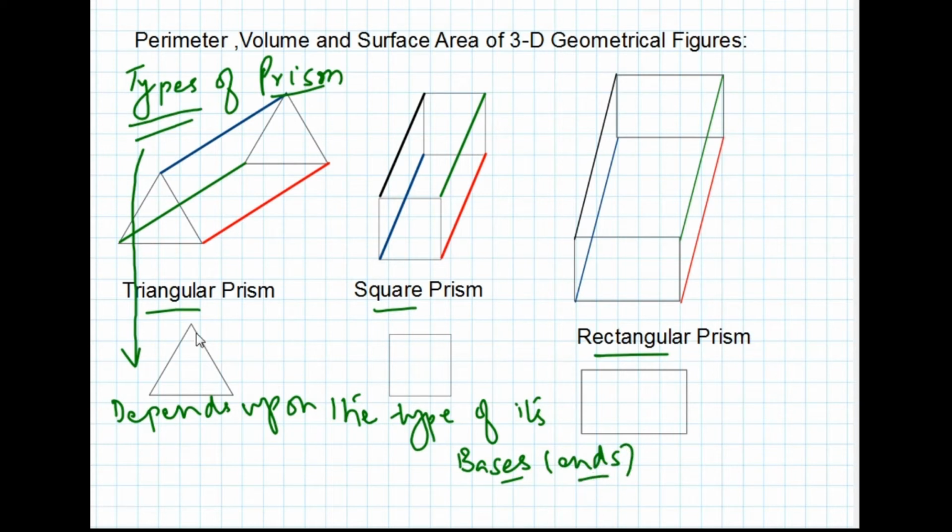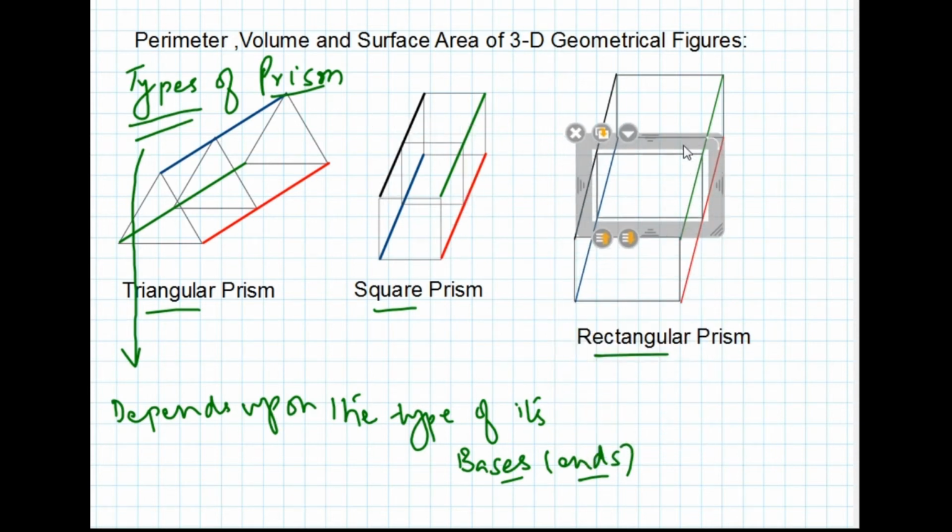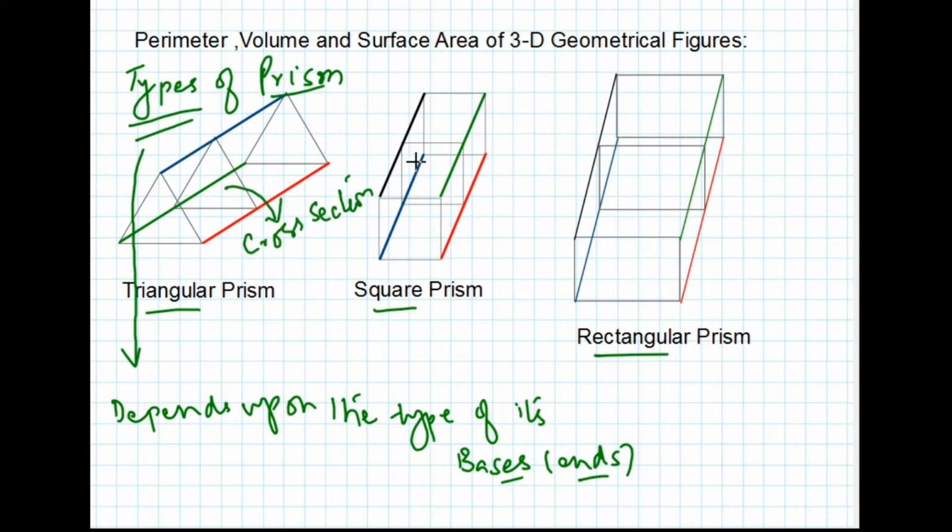Now in a triangular prism, a triangle of the same size fits into the prism. Similarly, a square of the same size fits into the square prism, and so on for other prisms. This shows that the two ends of each prism are identical and parallel. Further, these are the cross sections of each prism.